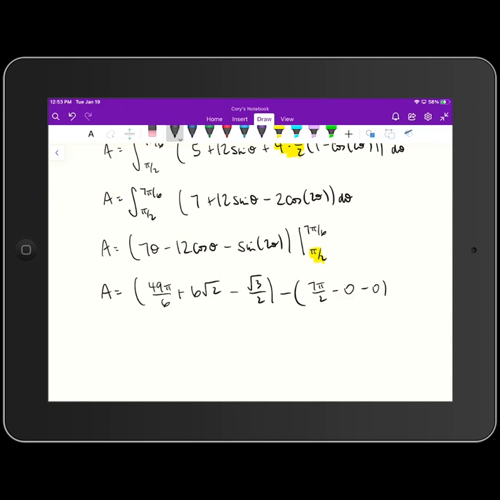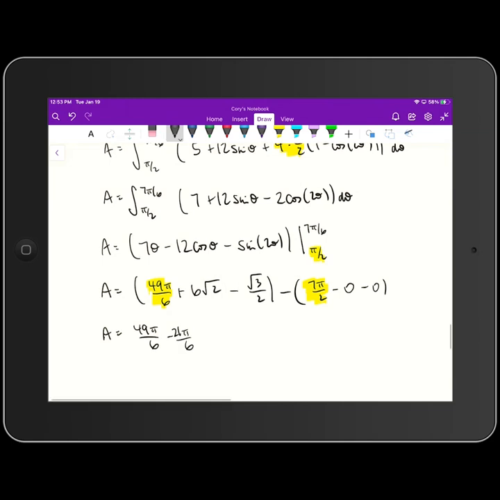So my common denominator of these two is going to be 6. So A here would be equal to 49 pi over 6 minus 21 pi over 6. And then we get plus 6 rad 2, which is 12 rad 2 over 2.